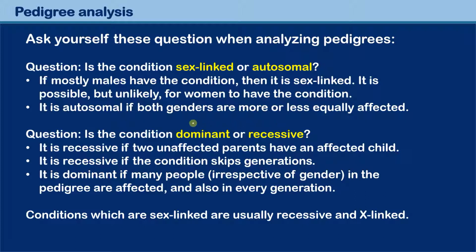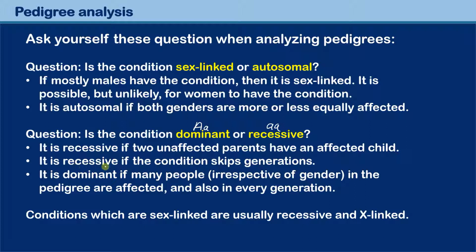To simplify, let's say we use A as the allele. If it's dominant and the person carries the dominant allele, then he is affected. If it's a recessive condition, the person is affected if he or she has two times the recessive allele. It's recessive if two unaffected parents have an affected child. That's a strong sign already.